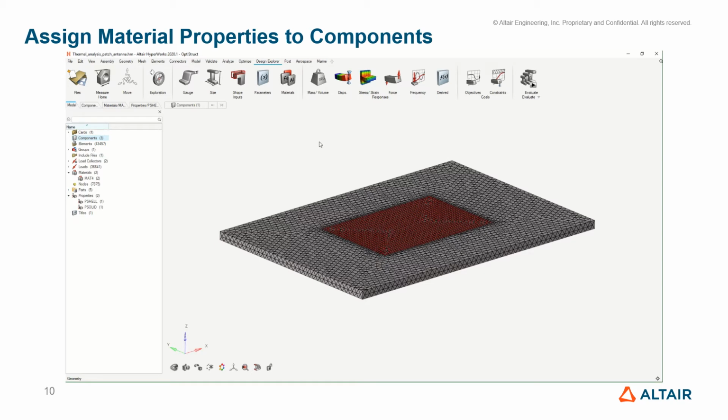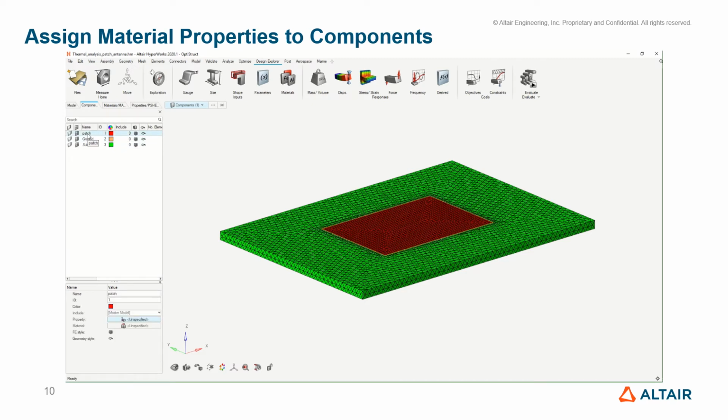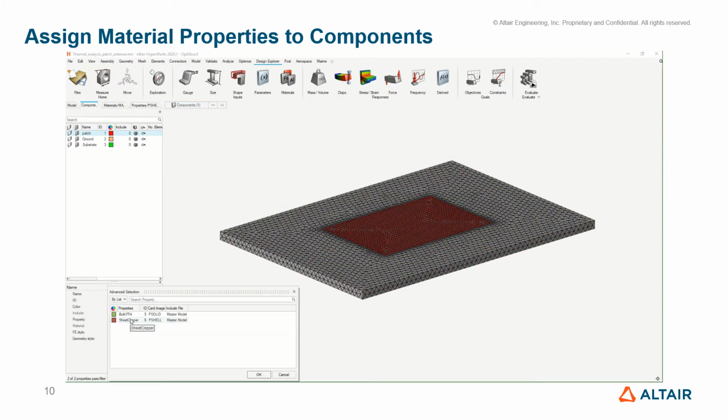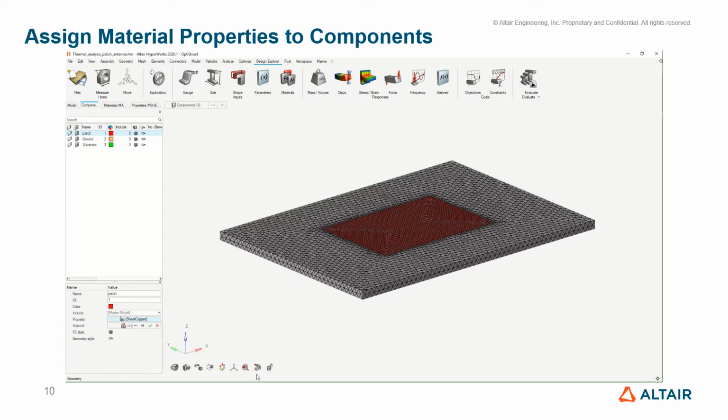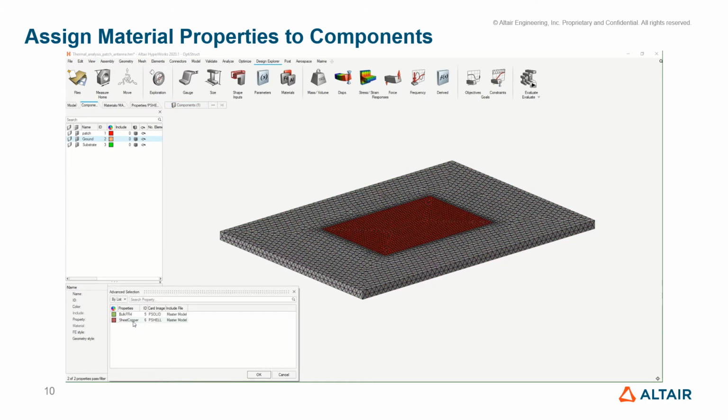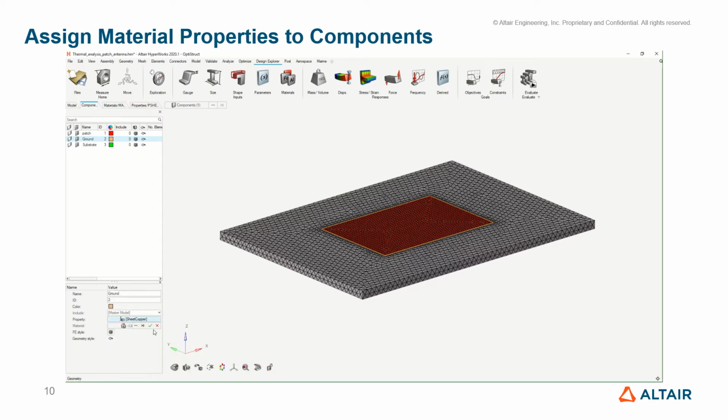In this step, we will assign the material properties that we defined in the previous step to different components. Under the Model browser, open the Components section and select any particular component. Click on the property in the Entity Editor at the bottom and choose the appropriate property. Repeat these steps for all other components. We assign the property of sheet copper to both patch and the ground, and we assign bulk FR4 to substrate.